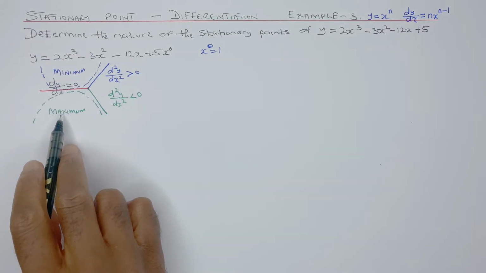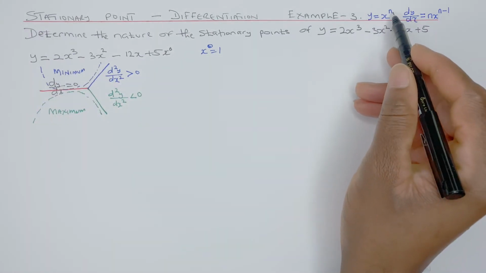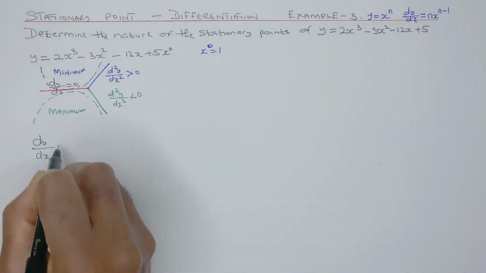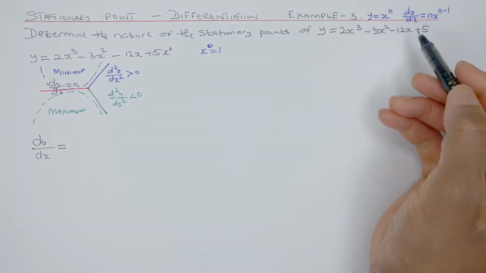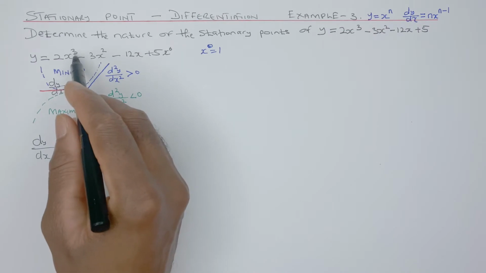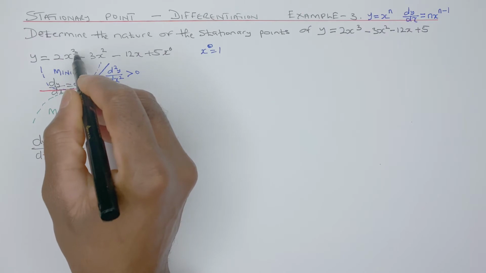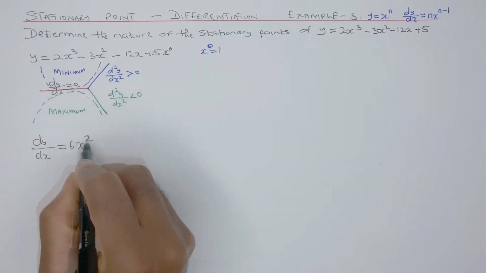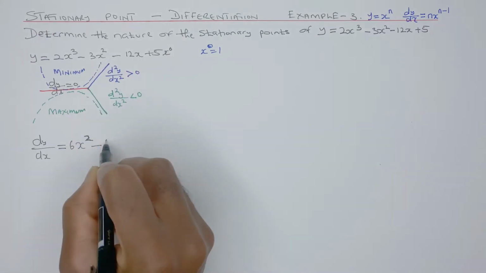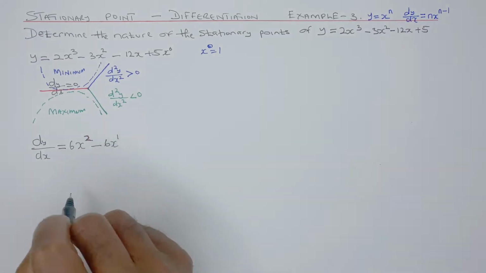So in order to determine that, we need to find dy/dx. The function is now in that format, so now we can differentiate. dy/dx equals n times x to the power n minus 1. So n is 3, 3 times 2 is 6, x to the power 3 minus 1, minus 3 times 2, with x to the power 2 minus 1. That's x to the power of 1.